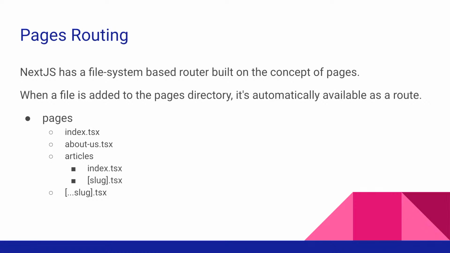Next.js has a file system-based router built on the concept of pages. Basically, every file that has been added into the pages folder will automatically become a route. So within my pages folder, I have the index, so the homepage of my application. Then the About Us will be available as a route. So it will be my site / About Us, and the content of the page will be the content of the file.